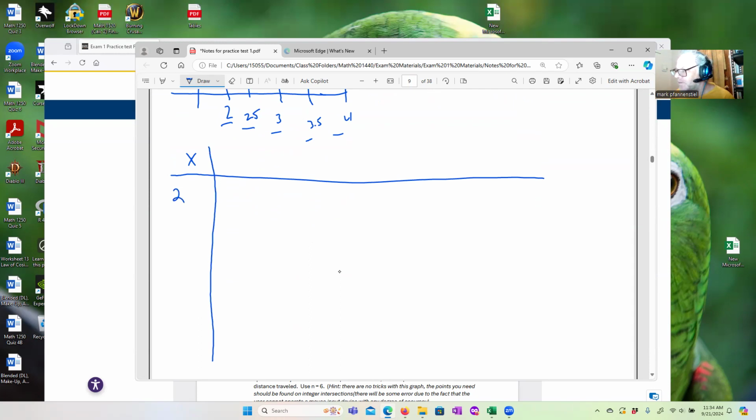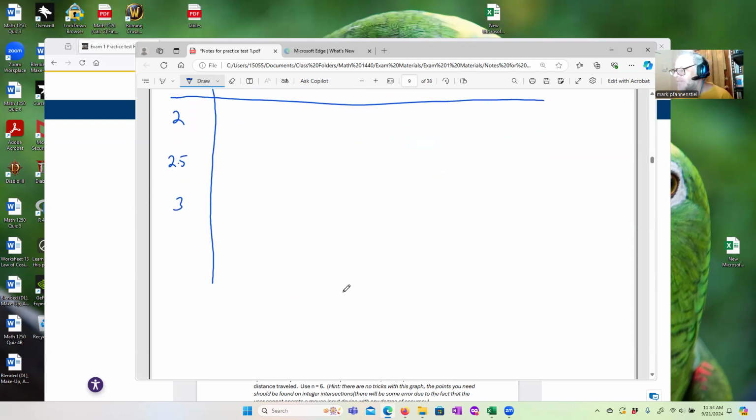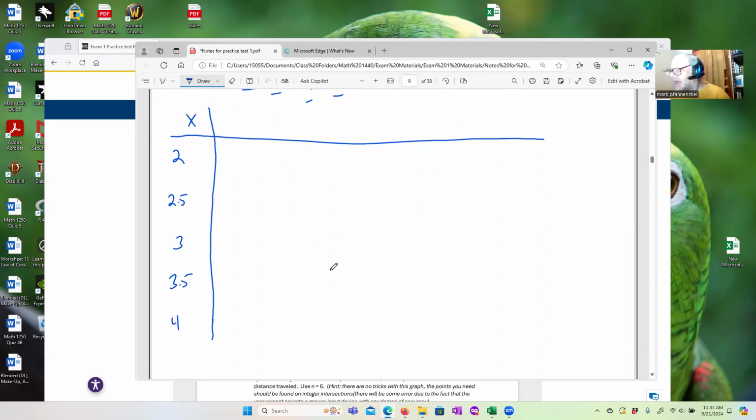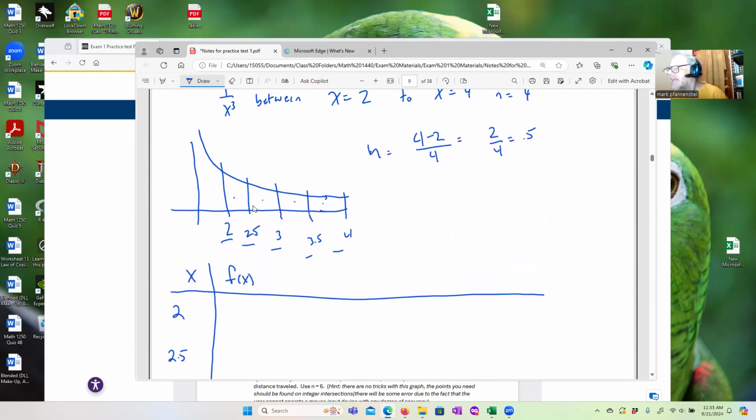So we have 2, 2.5. Leave yourself a lot of room for the fact that these numbers get a little cramped. 3, 3.5 and 4. Every time we have h plus 2 is 2.5, h plus 2.5 is 3, etc. And then we're just going to say f of x. All I'm doing is plugging in 2 into all of this. So we have 1 over 2 cubed, which is going to be 1 over 8.